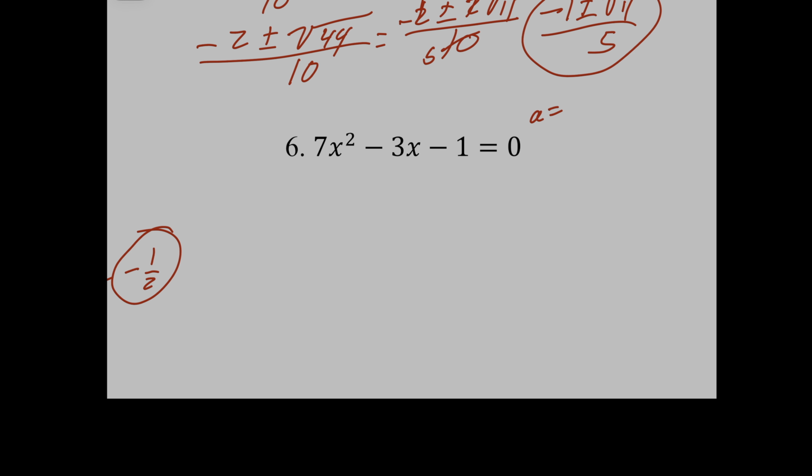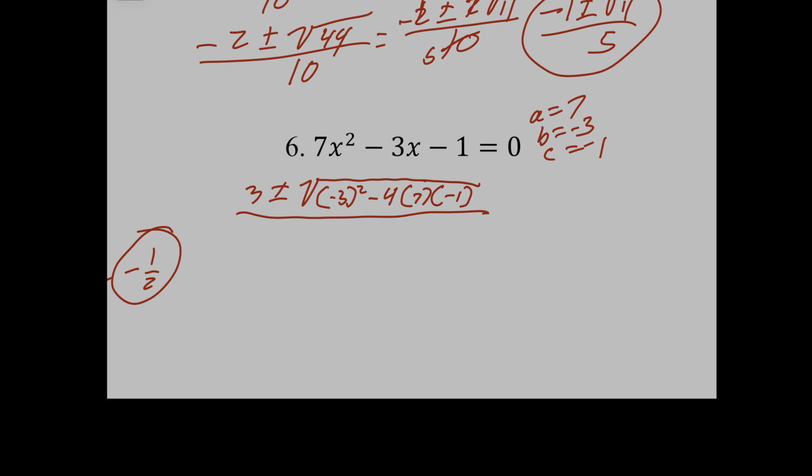My A is 7. My B is negative 3. My C is negative 1. Opposite of b, which is 3, plus or minus the square root of b squared, negative 3 squared, minus 4 times a times c, all over 2a, which is 2 times 7.